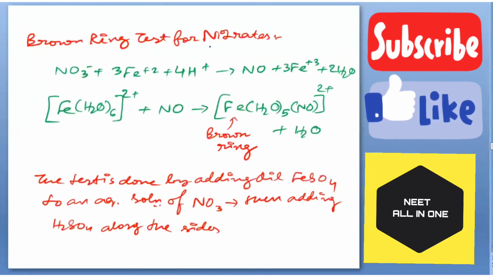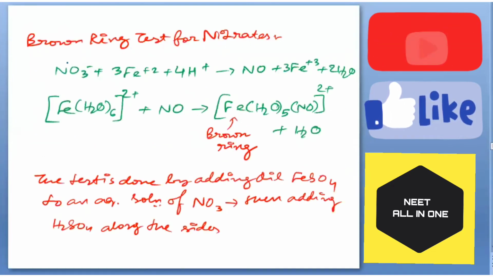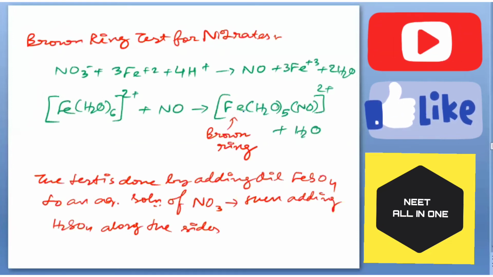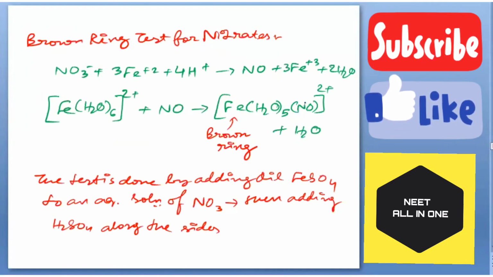Next is our brown ring test for nitrates. So here you can see that NO3- and 3Fe2+ and 4H+ form NO plus 3Fe3+ plus 2H2O. Here [Fe(H2O)6]2+ plus NO. NO goes into the coordination sphere. Then [Fe(H2O)5NO]2+ and H2O forms, and this whole compound forms a brown ring.